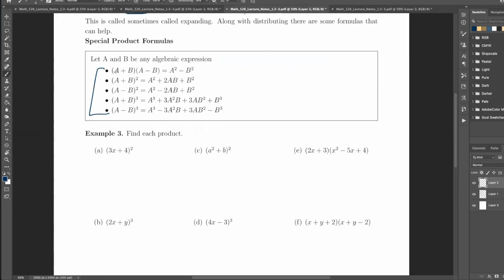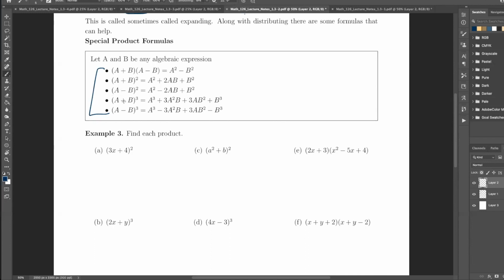So if you have a plus b and a minus b, you get a difference of squares. Or if you have a difference of squares, this is what we call a difference of squares, it equals a plus b times a minus b. Okay. Here, if I square something, this is just binomial expansion. We'll get into that in a lot of detail later.